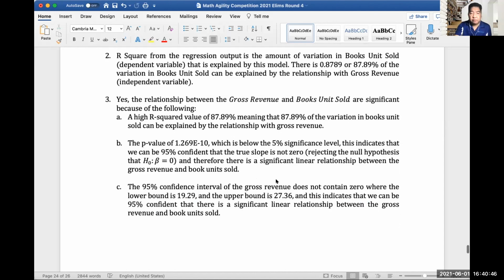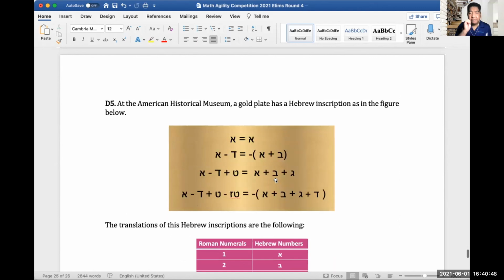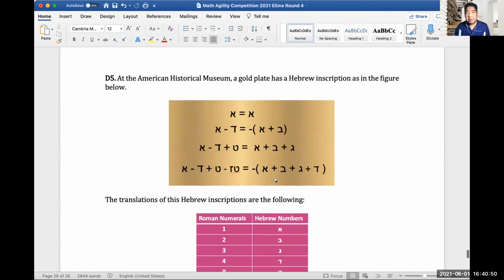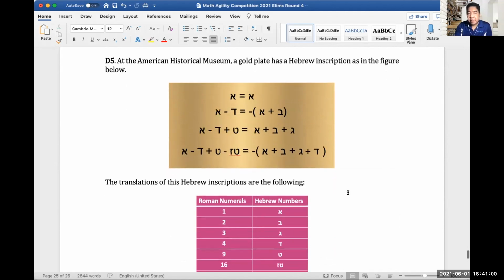Okay, let's move to the next question. Again, this question was given in elimination round three. So if you watch Math Agility Live episode 13, you would be able again to answer this question quickly. Okay, so the question is, at the American Historical Museum, a gold plate has a Hebrew inscription as in the figure below.